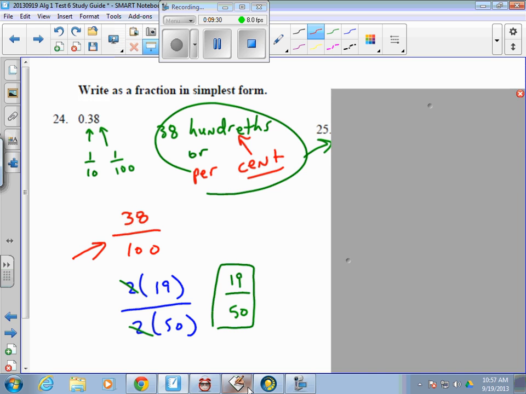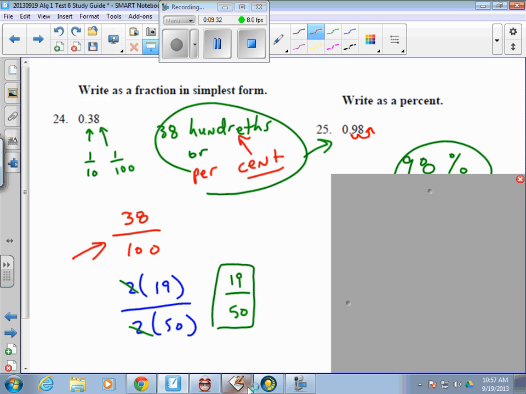For number 25, it's similar. It says write 0.98 as a percent. You can note that to make a percent, just move the decimal 2 spots. Or you can say it means per 100, just like the other one. Move it over 2 spots, it becomes 98%.